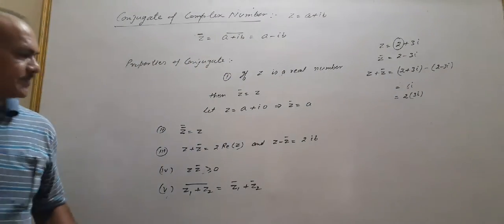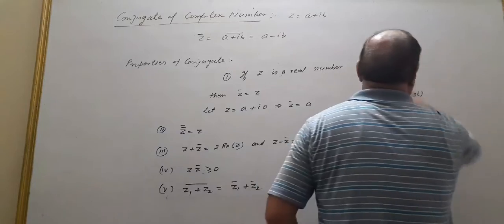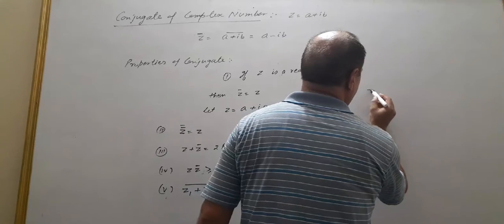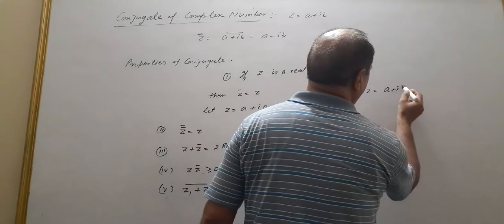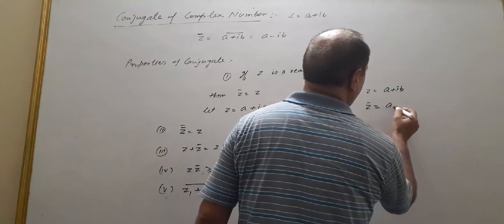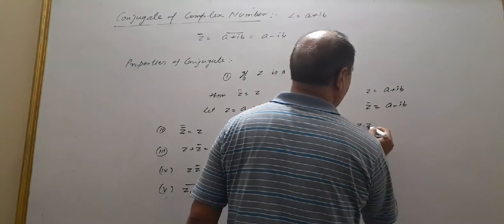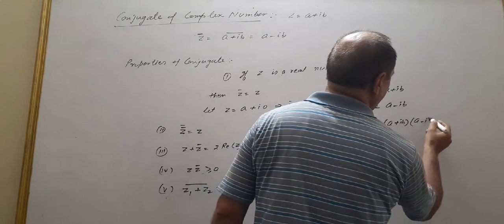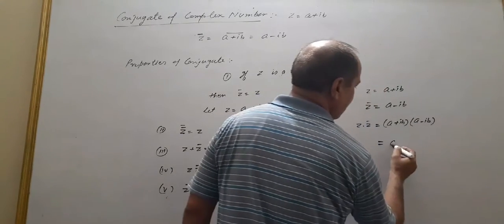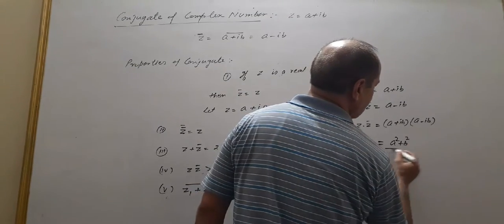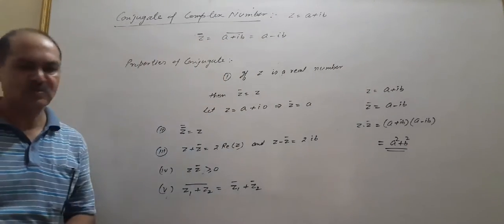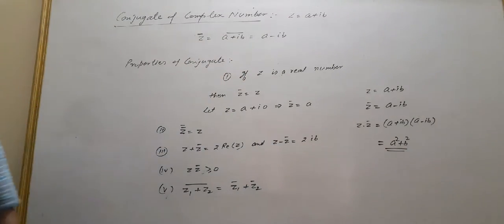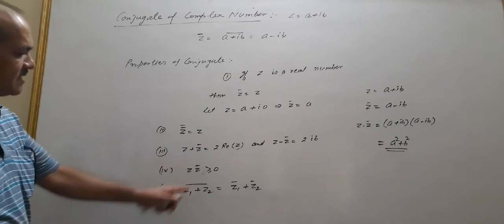In the next property I have written z times z bar is greater than or equal to 0. Let z be a plus iota b, and its conjugate is a minus iota b. If I multiply z and z bar, that is a plus iota b multiplied by a minus iota b, the result will be a square plus b square. This is always greater than or equal to 0, because a and b are real numbers, and you know that the sum of squares of two real numbers is always non-negative. So this is another property.